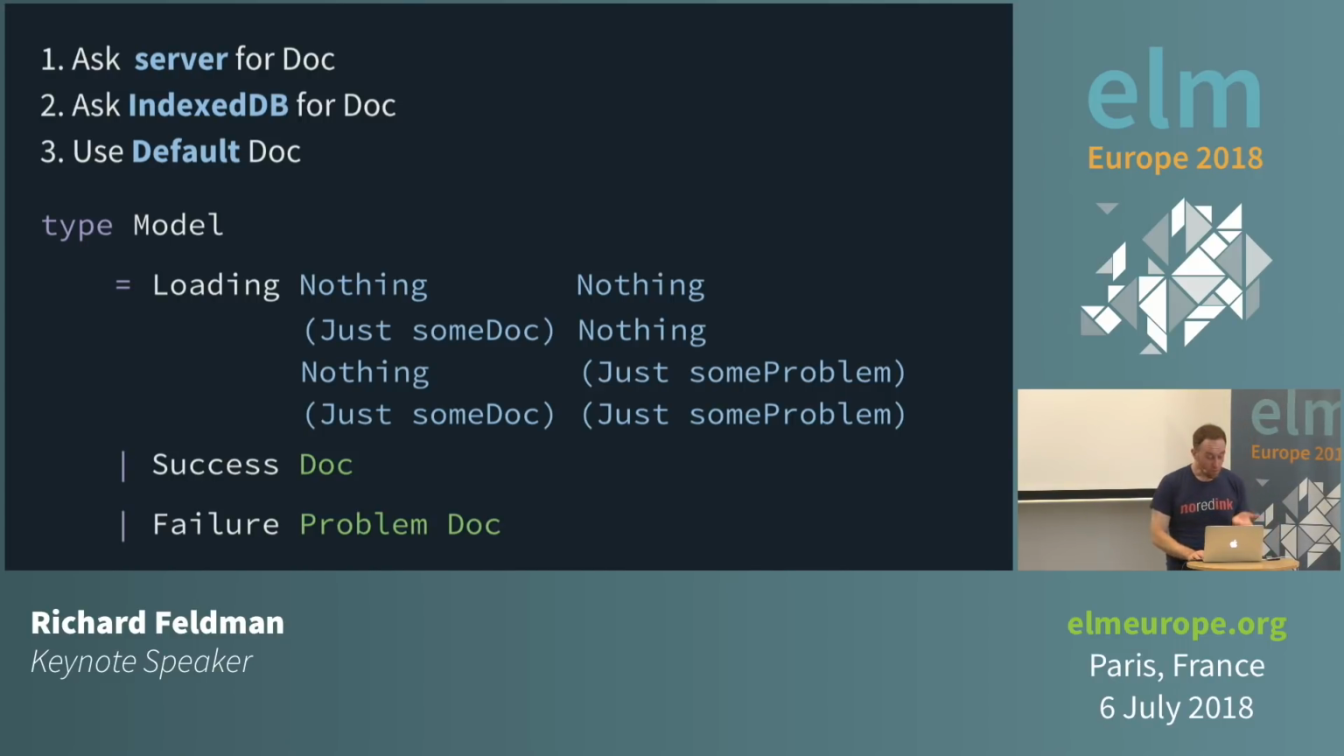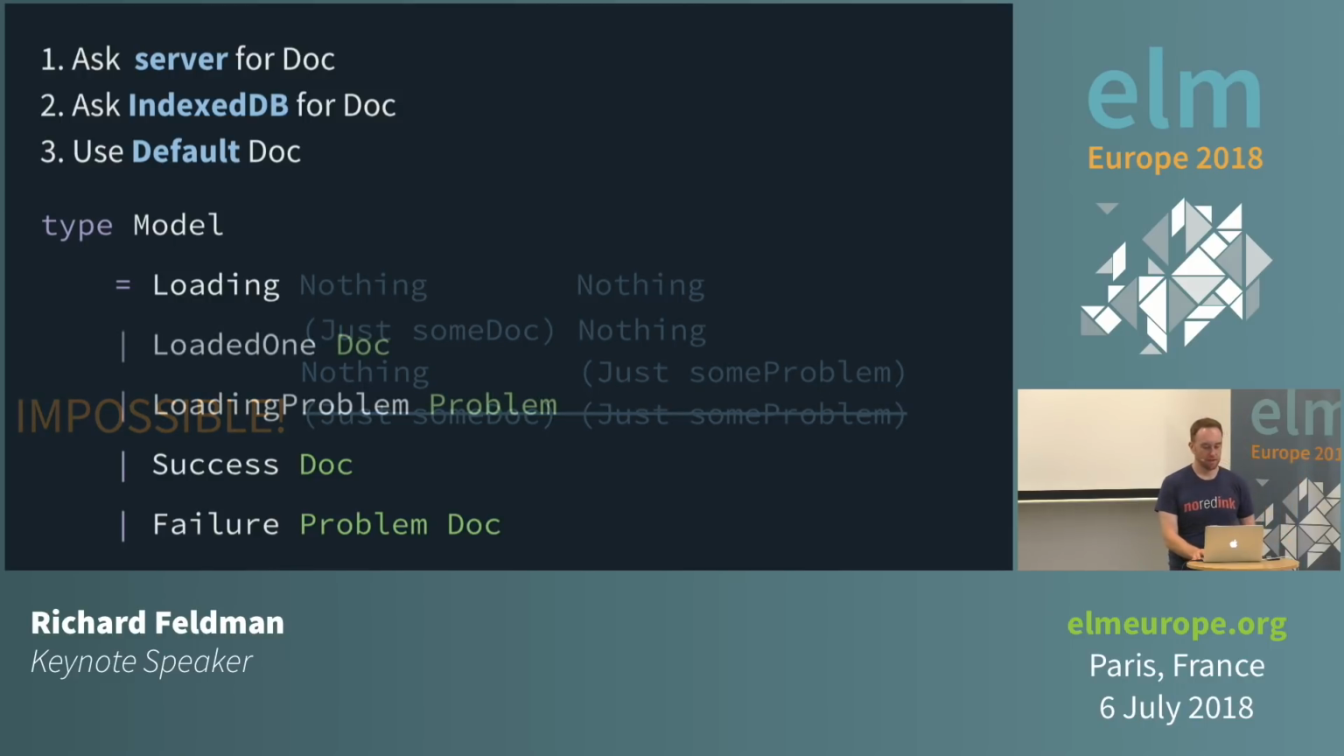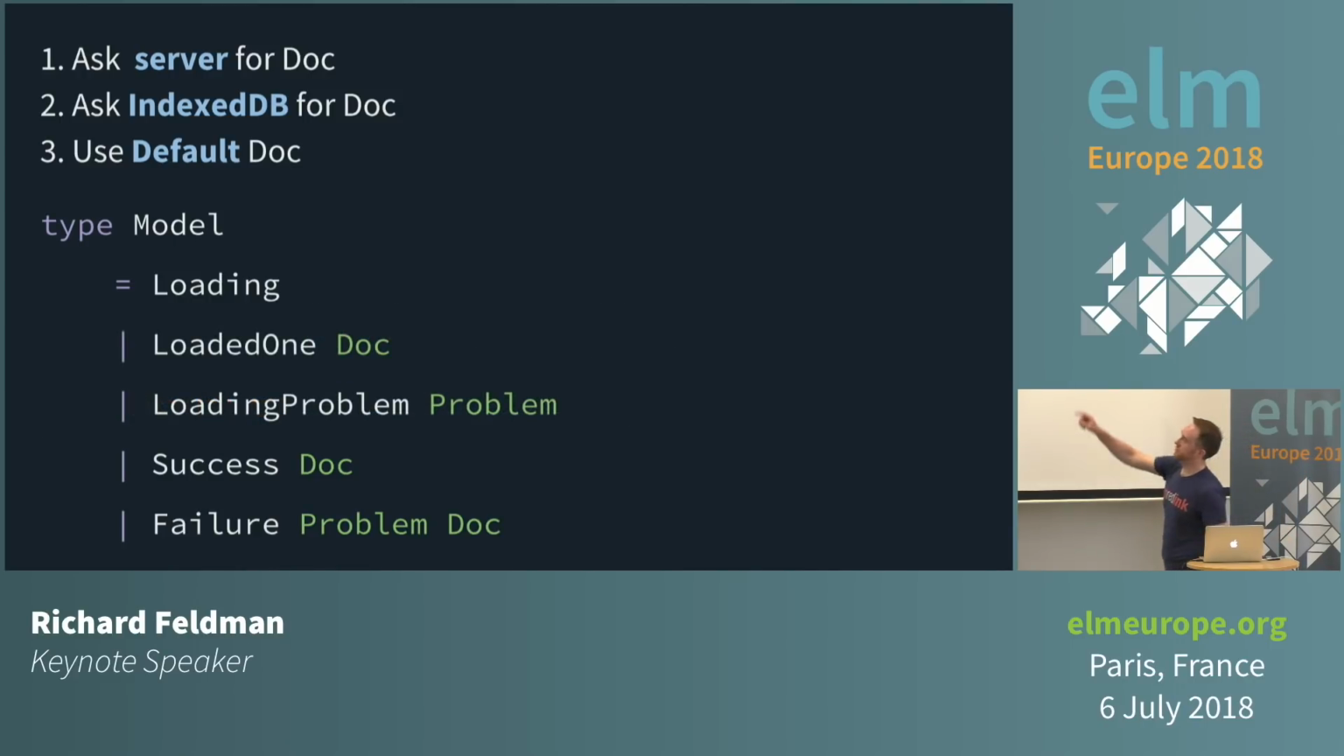Okay. Well, I don't have to represent this as two maybes. I can just make more union types, right? I can actually make this thing impossible. Here's how I can do that. I can change this to loading, which means I have neither of them. I can say I loaded one, in which case I heard back and I got a document. And I can say I'm still in the process of loading, but there was a problem, and I'm just recording that problem for later.